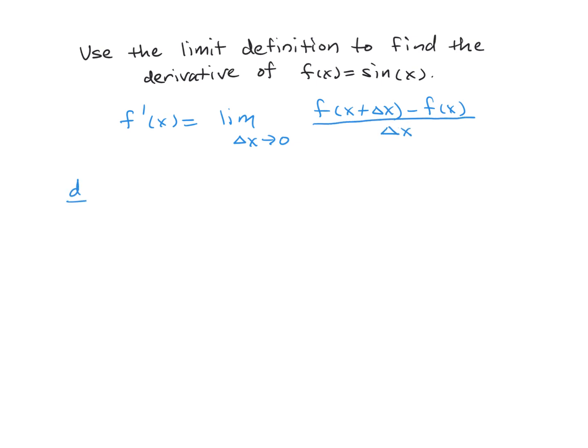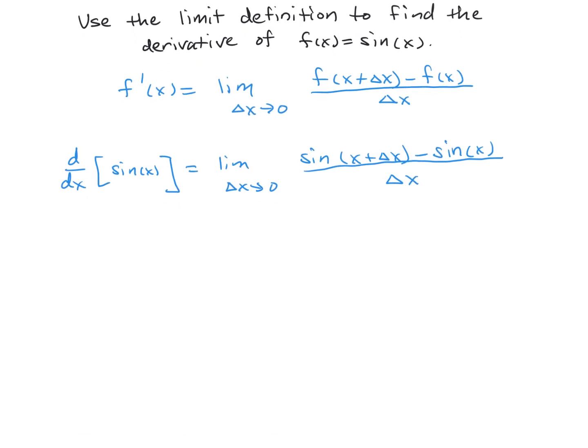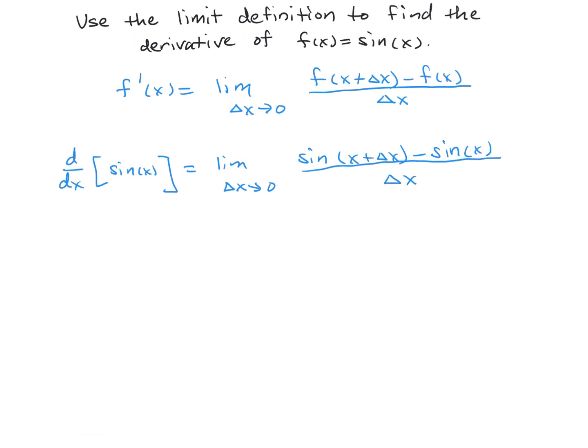So the derivative in particular of the sine function is going to be the limit as delta x goes to 0 of the sine of x plus delta x minus the sine of x, divided by delta x. And so what we want to do in this problem is apply our trig formulas for the addition of two angles for sine.